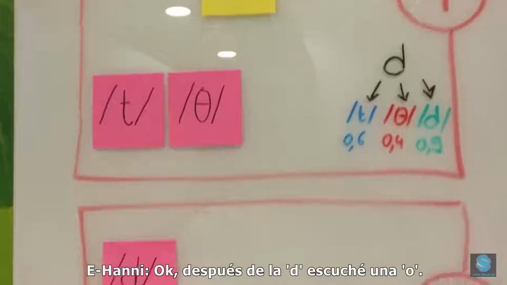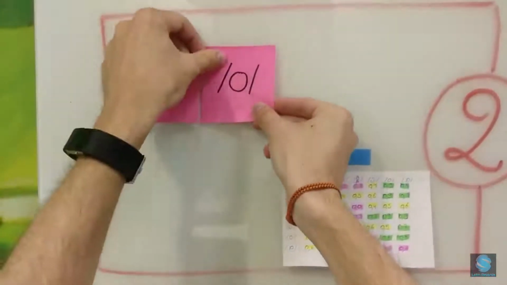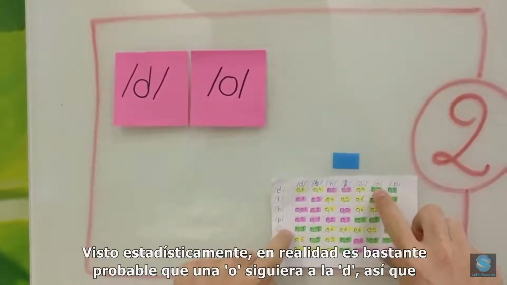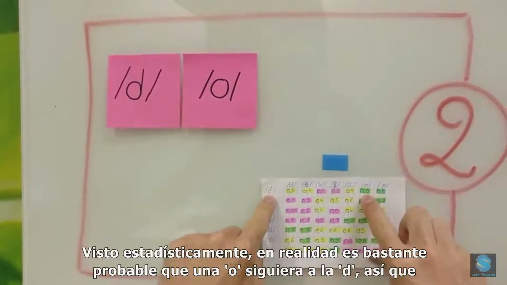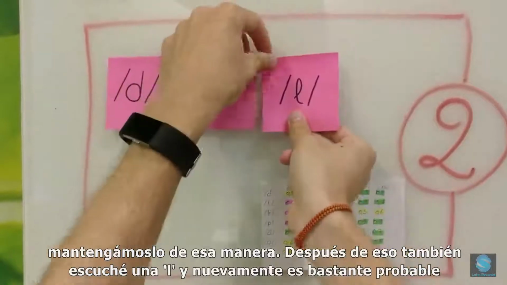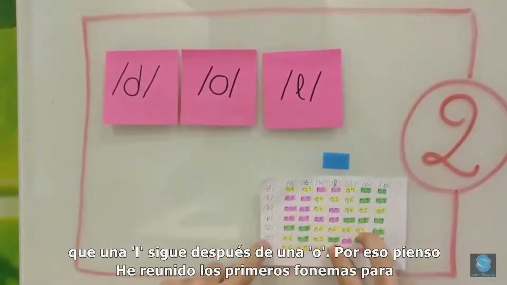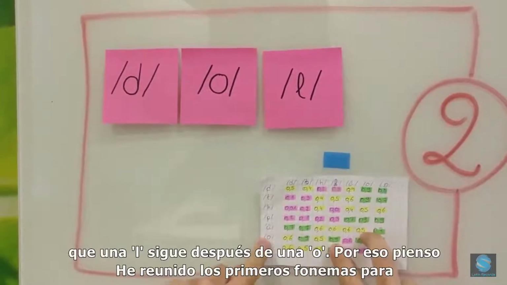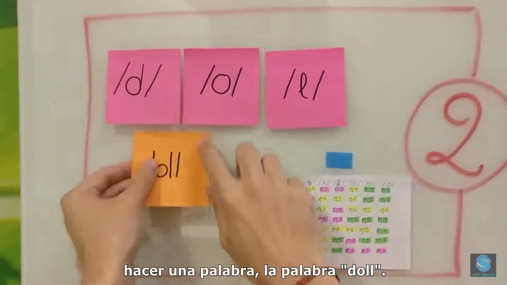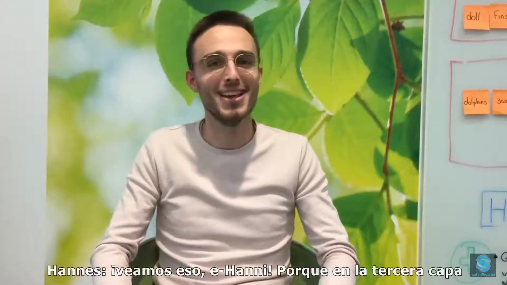Okay, so after the d, I heard an o. Statistically seen, it is actually quite probable that an o followed after the d. So let's keep it that way. After that, I also heard an l. And again, it's quite probable that an l follows after an o. So, I think I've put together the first phonemes to make a word. The word doll. Let's see about that, Ihani.